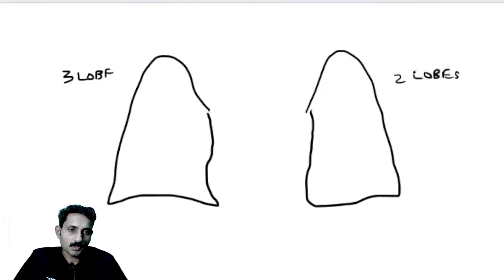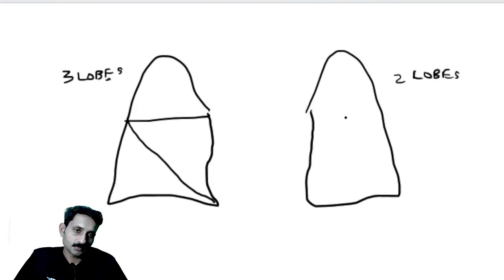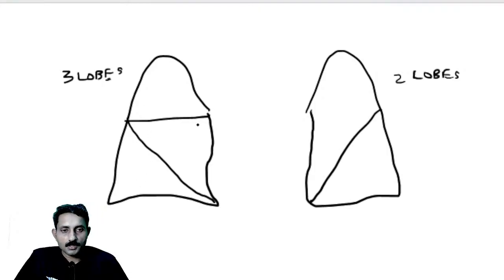And once again, lobes are not always to be precise. Sometimes there can be variation, but commonly. Now, how many fissures are there? We got an oblique fissure. We got a transverse fissure. Here we have only oblique fissure. Because of these fissures, the right lung is called upper lobe, middle lobe, lower lobe.